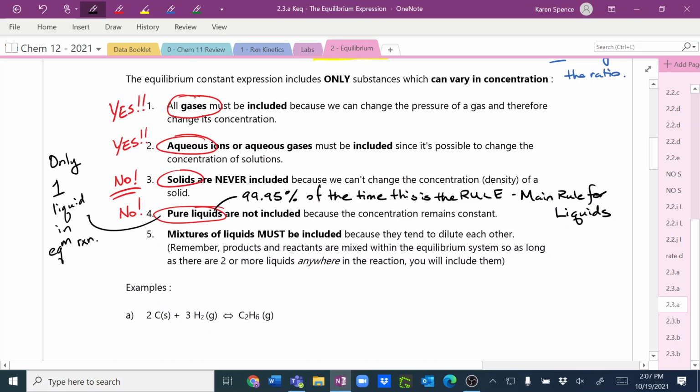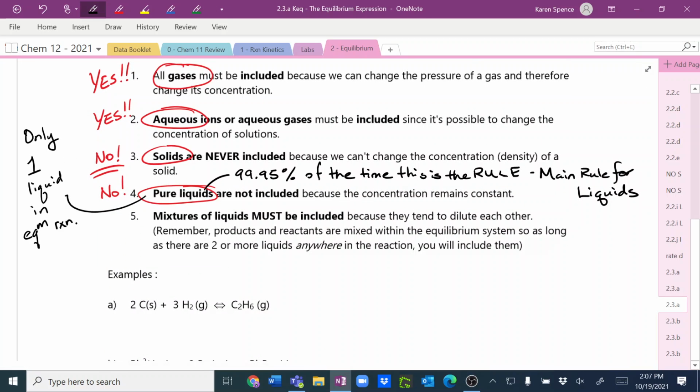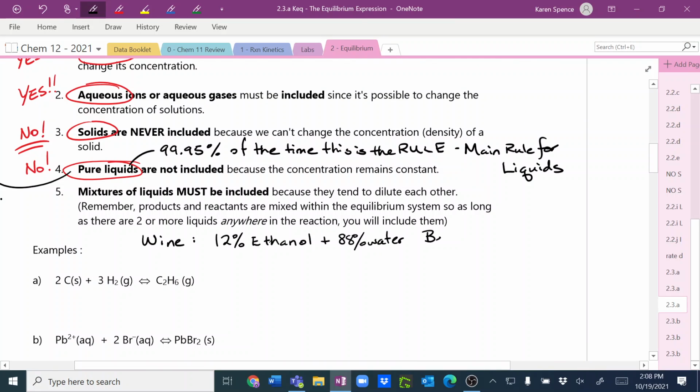However, if you have two liquids, they can actually dilute one another. For example, if you have wine, it is a mixture of, I'm trying to use something you might be familiar with, right? Hopefully not too familiar. You have a mixture of maybe 12% ethanol and 88% water. Okay? Beer, on the other hand, maybe it has a percentage of 5% ethanol and 95% water.